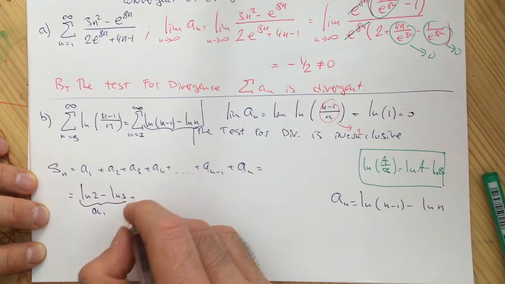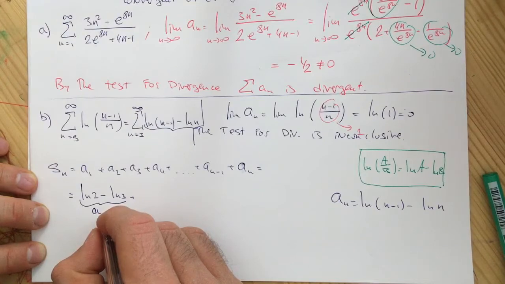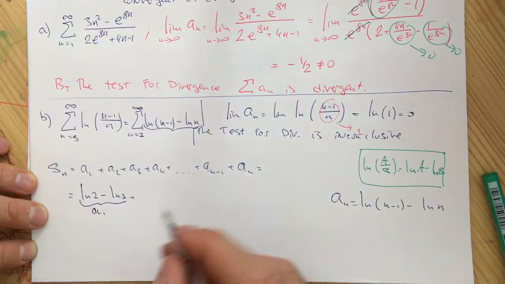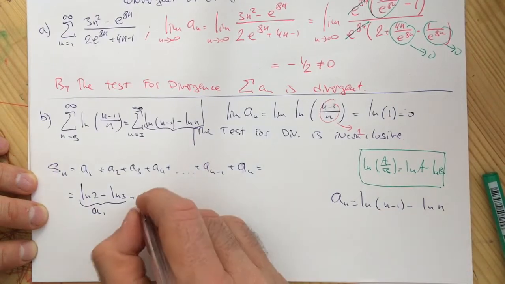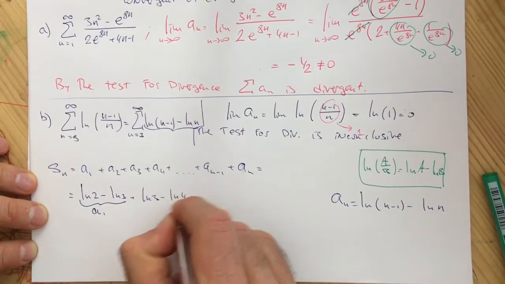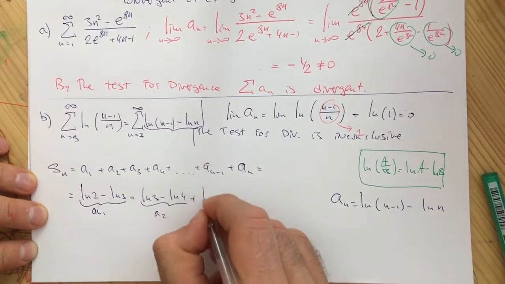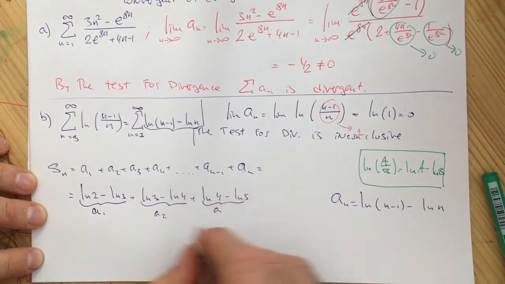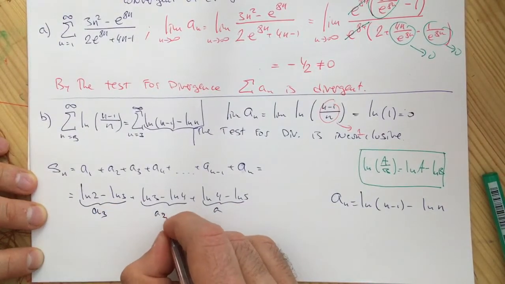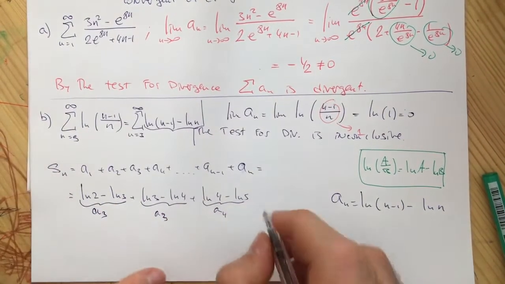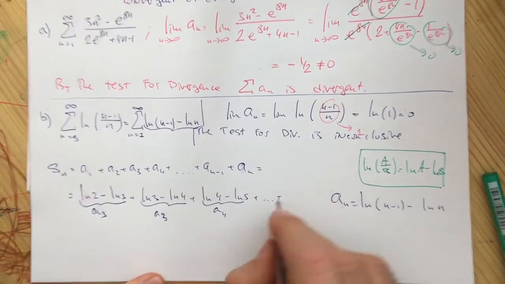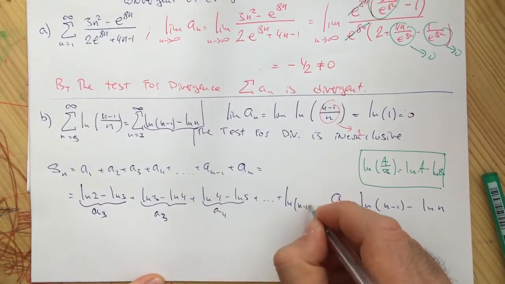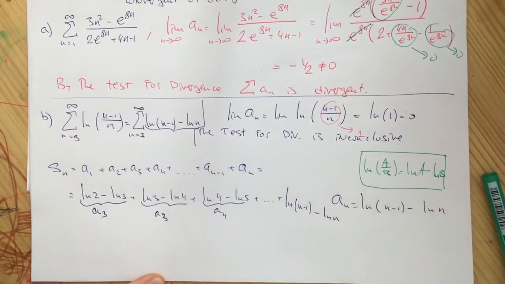Plus, now n is equal to 4. So ln of 3 minus ln of 4, this is a2, plus ln of 4 minus ln of 5. Maybe we can write them like this so it's going to be less confusing. And then we go all the way to the last one, an, and an is explicitly written here: ln of (n minus 1) minus ln of n.